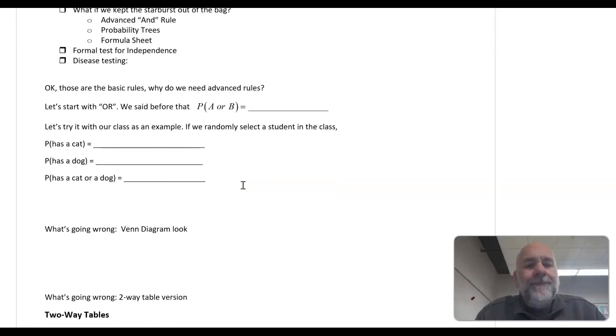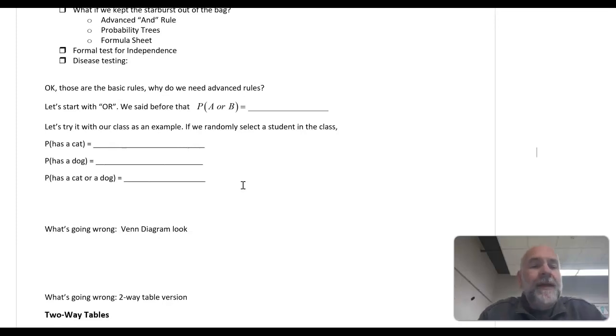Okay, so we had the basic rules from last time. We had OR is plus, AND is times, NOT is 1 minus, at least 1 is 1 minus none, and the other little rules like probability has to be between 0 and 1. And so why do we need advanced rules? We're going to start with the OR and see why we need a better rule and where the basic rule is going to go wrong.